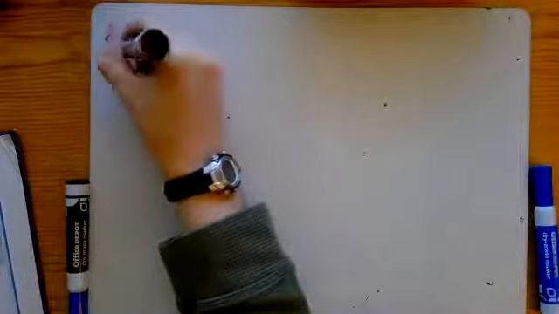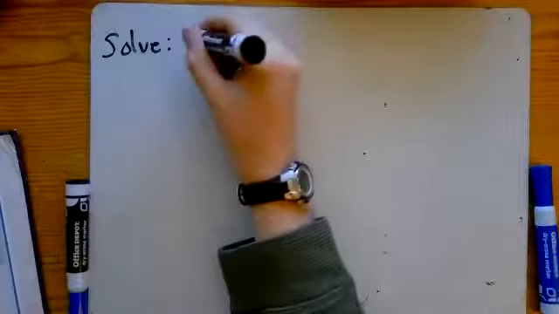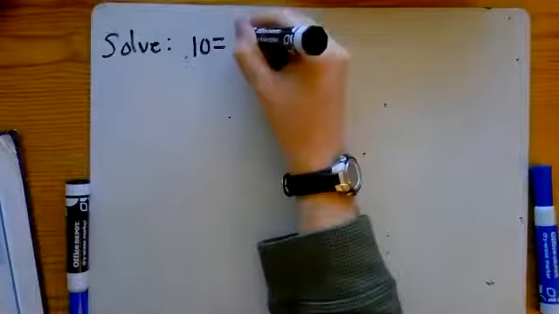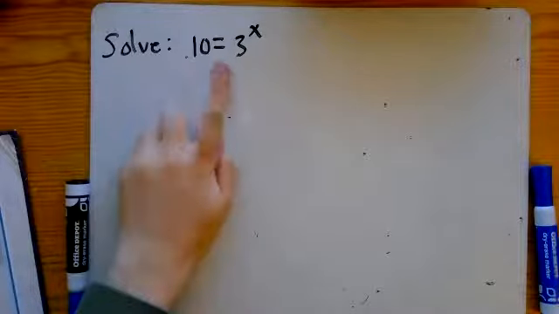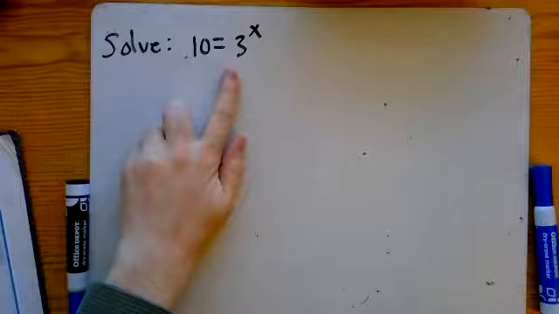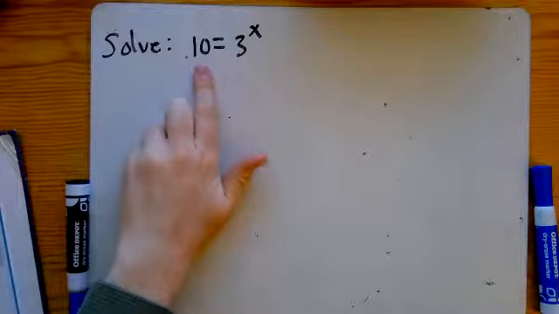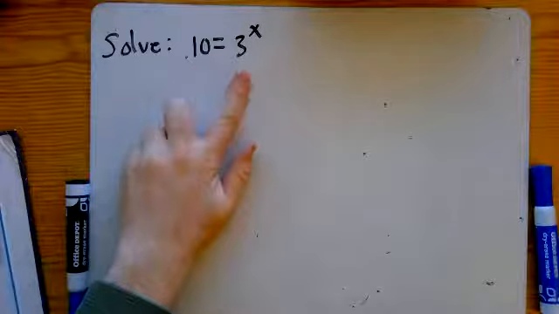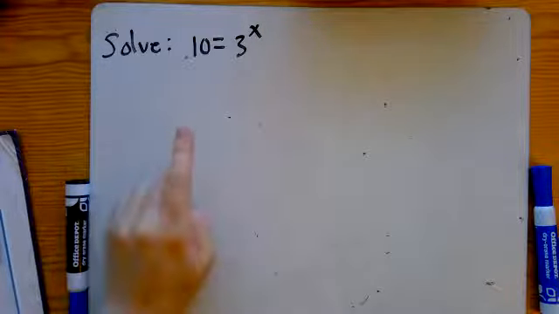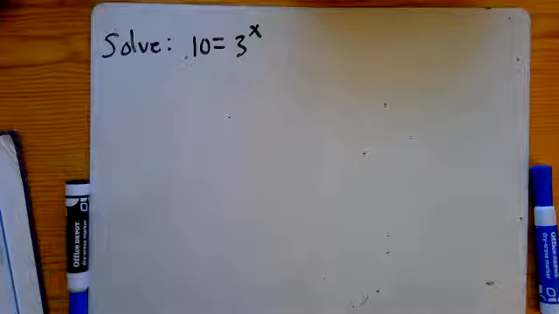So, for example, what if we have something like 10 equals 3 to the x power? Well, unfortunately, I cannot write 10 as a power of 3, and I can't really rewrite these easily so that they have the same base. But what we can do is take advantage of some facts that we learned in previous lessons.